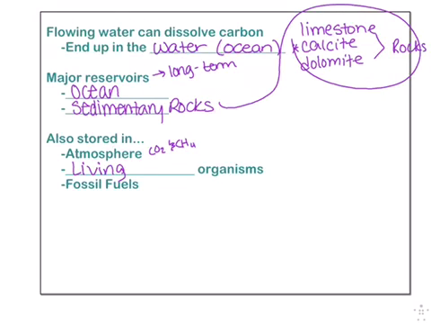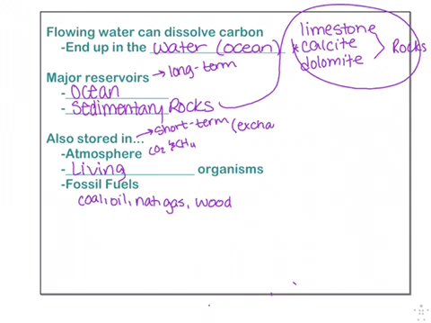And the third storage spot is fossil fuels. Fossil fuels such as coal, oil, natural gas, wood. They all contain carbon. These are more short-term storage. And what do we call our short-term storage, in a fancy word? It's actually two words. The exchange pools.